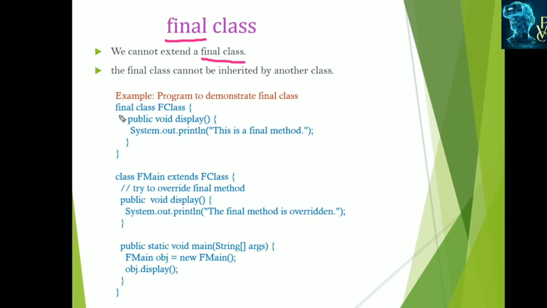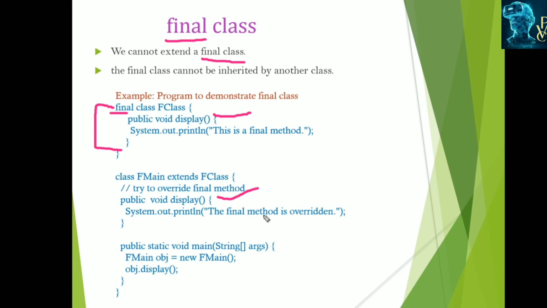The class F class is declared with the keyword final, so this class becomes the final class. Here it has the method display, which displays one print statement. Here we are creating the subclass for this F class. When we try to create it, it writes, but we are again overriding the display method already in the F class, with a print statement saying the final method is overridden.